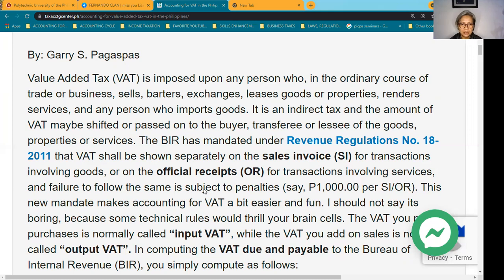Otherwise, the establishment will pay penalties for failure to segregate the amount of VAT in the official receipt and sales invoice.